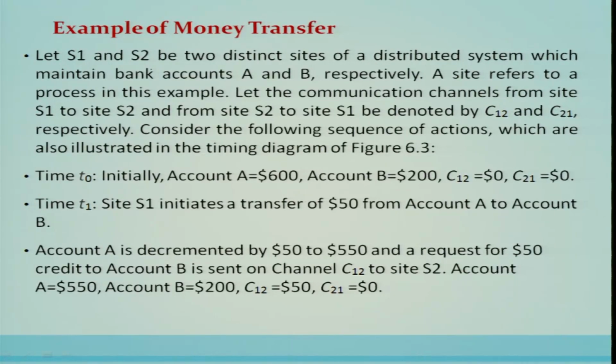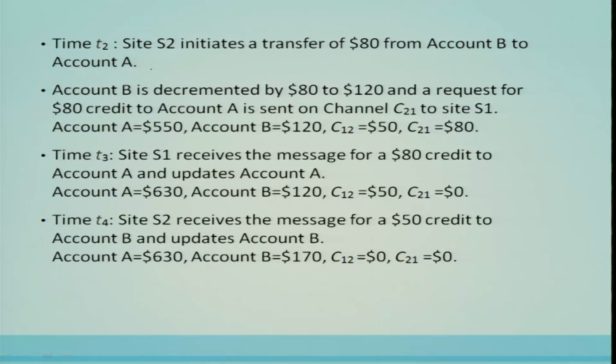At time T1, S1 initiates the transfer of 50 from account A to account B. Account A is decremented by 50 to 550, and the request for a 50 credit to account B is sent on channel C12 to site S2. Account A is 550 and account B is 200, C12 is 50 and C21 is 0.